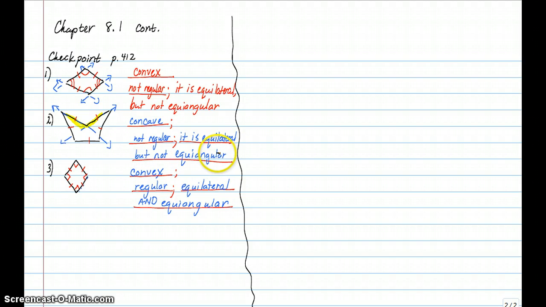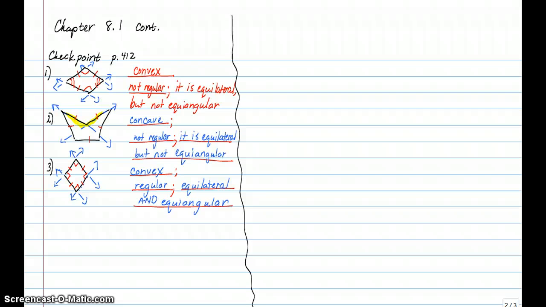Now looking at number 3, this one's convex, because if we were to extend any of these sides, these segments, you would see that you're never going to pass through the inside or the interior of the polygon, so it is convex. It is also a regular polygon because you have 4 right angles, which means they're all congruent, so it's equiangular, and you have 4 congruent sides, so it is equilateral. It's actually a square, so squares are regular polygons.